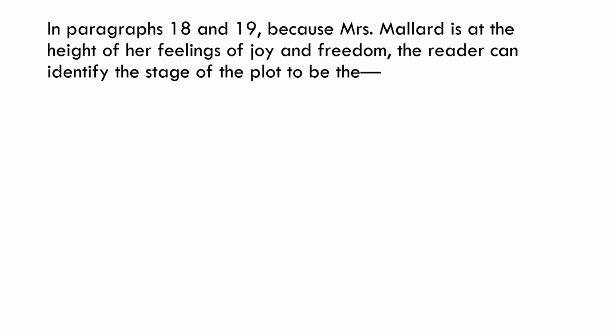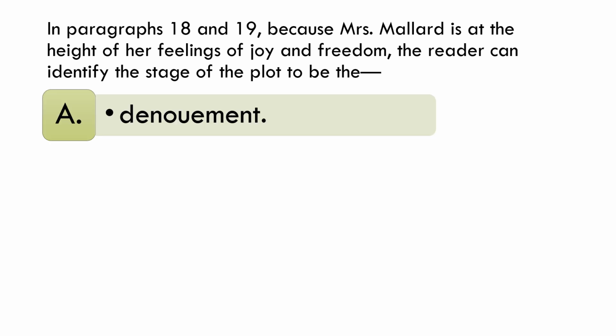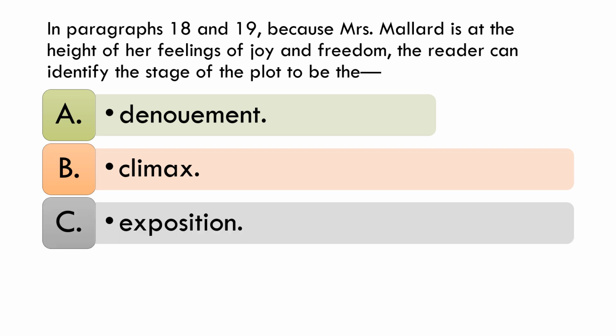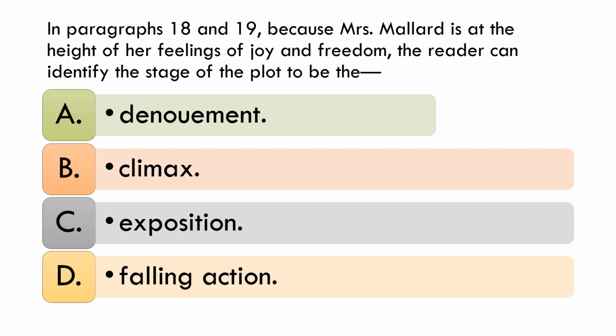In paragraphs 18 and 19, because Mrs. Mallard is at the height of her feelings of joy and freedom, the reader can identify the stage of the plot to be the A. denouement, B. climax, C. exposition, D. falling action.